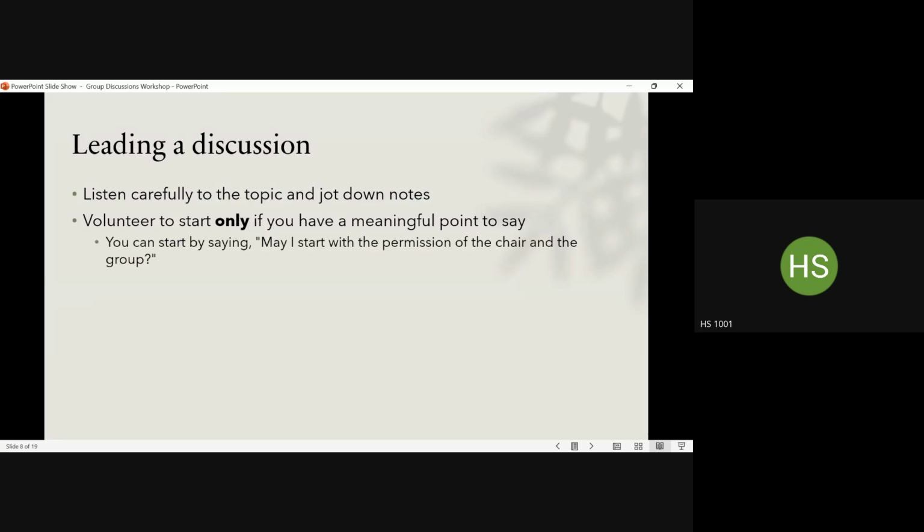When do you volunteer to start a group discussion? If you are volunteering to start a group discussion, there are a couple of things that you need to bear in mind. The first thing is that leading a group discussion does not make you more important than the participants of the group discussion. This is not a hierarchy.